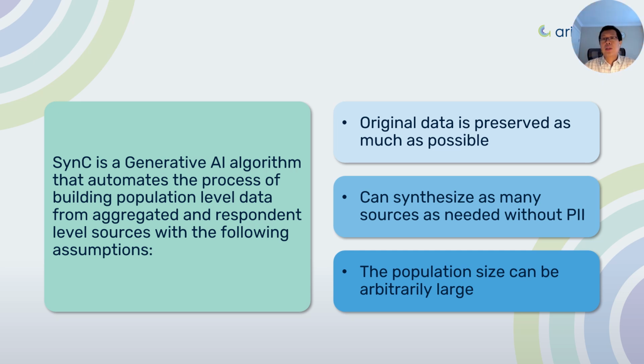Second, this process can be done with as many sources as needed without using PII. So whether it be 2 sources, 5, 10, 20, 50, 100, it should be able to take on as many data sources as needed, and we're not matching any keys among these different data sources. So we don't require any of them to have common keys like age, names, email, phone numbers, address, none of that for matching. Finally, the population size can be arbitrarily large.